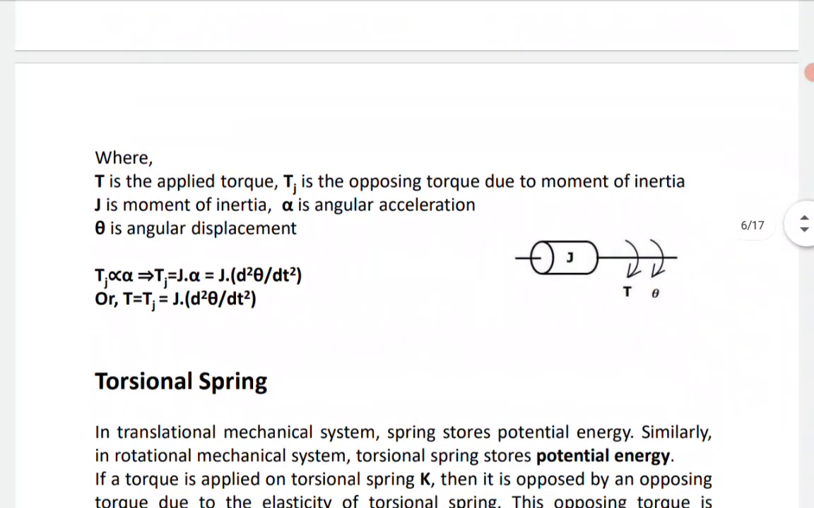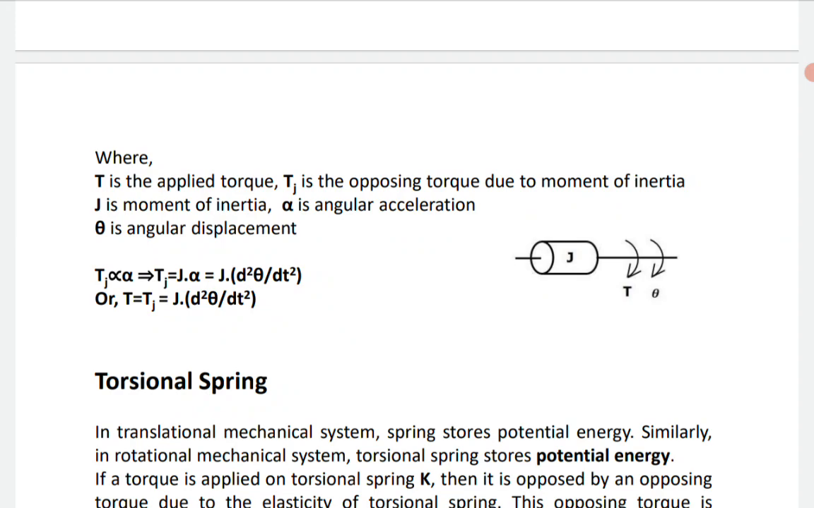According to the right hand side diagram, the highlighted J is the cylindrical shaft. The area of cross section depends on the cylinder. J is the moment of inertia, T is the torque and theta stands for angular displacement. Here T is the applied torque, T suffix J is the opposing torque due to moment of inertia, J is the moment of inertia, alpha is the angular acceleration, and theta is the angular displacement.